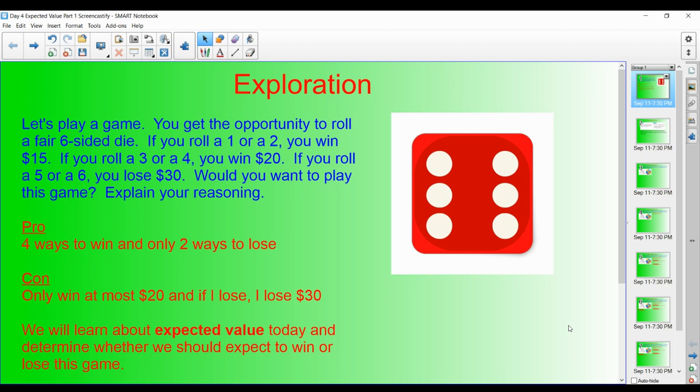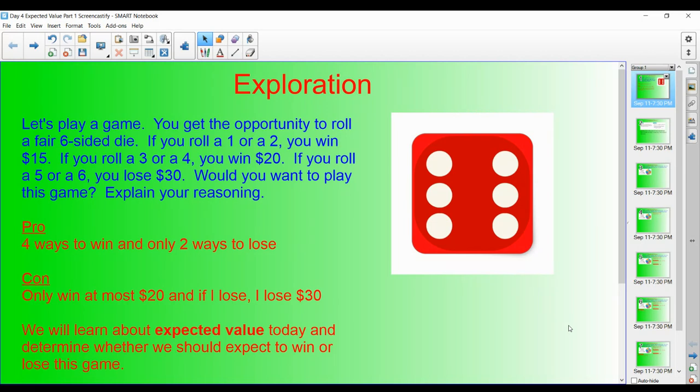Hi everyone. Today we're going to learn about the probability topic of expected value. So expected value, in the briefest of definitions, is what we expect to happen based on all of the outcomes and the probability of those outcomes. So let's look at this game.